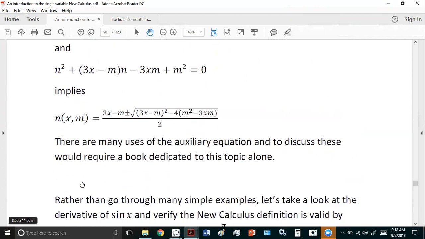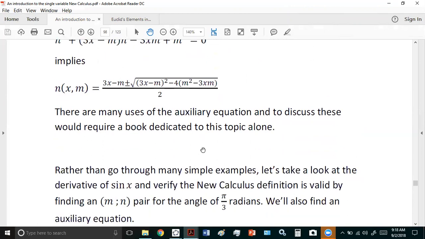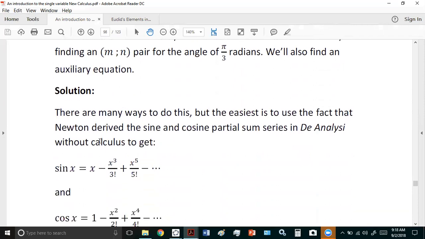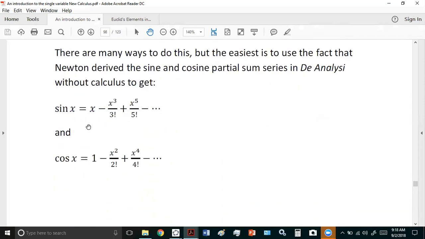And there are many uses of this equation, and it literally would require a whole book dedicated to this topic. So I just go straight into a couple of examples. I give an example with the sine function, and I show you how to differentiate it. By the way, these series here were obtained by Newton without calculus.